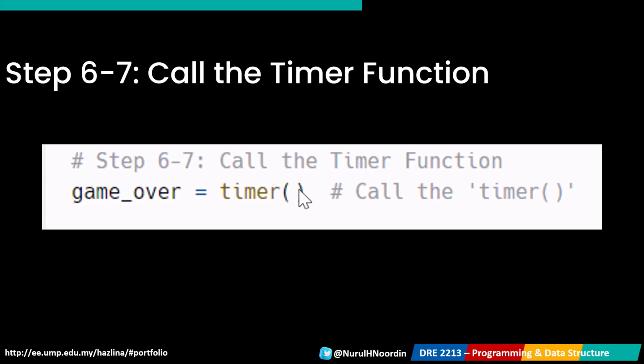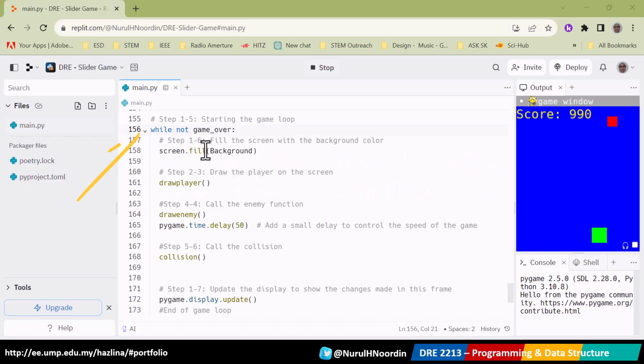The timer function is the guardian of time in our game. It tracks time, displays it on the screen, and decides when the game is over. In step 6.7, we put our timekeeper to work. We call the timer function within our game loop, right here.